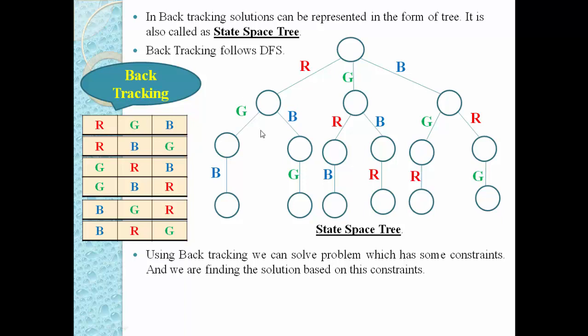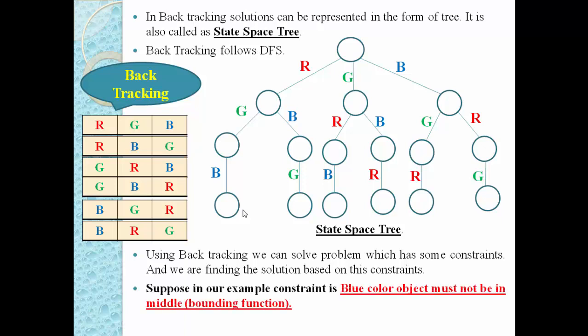Suppose in our example we add a constraint: the blue color object must not be in the middle. This is the constraint, your blue color object must not be in the middle. Let us check all the possible solutions. Here the first object is red, then green and then blue. So blue is at last, so this solution is a correct solution.